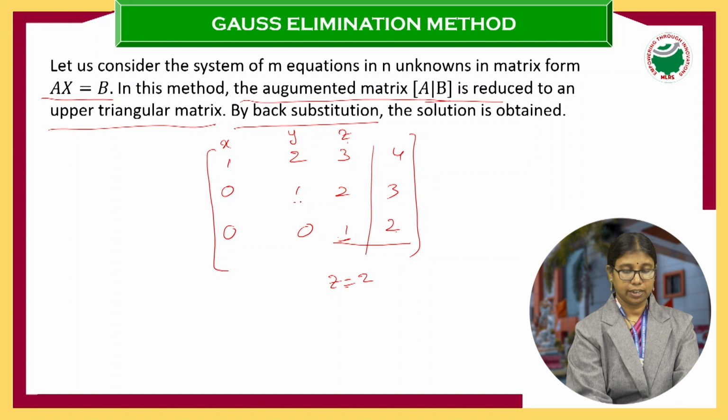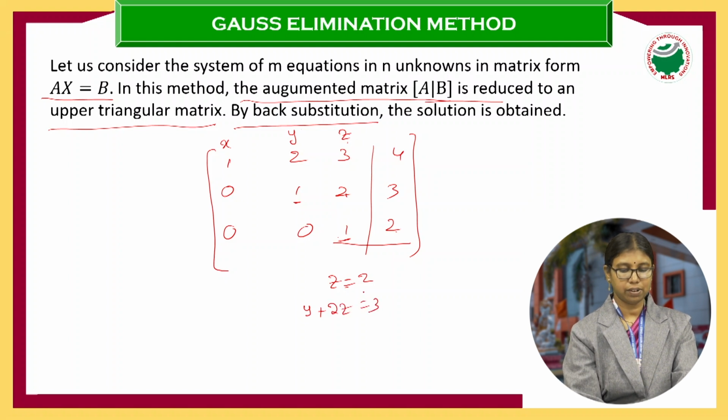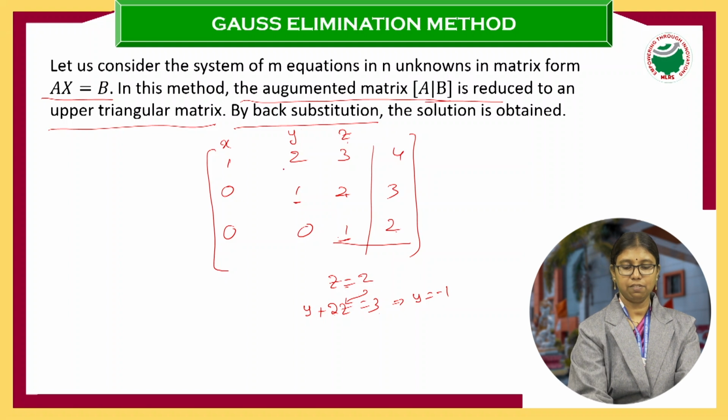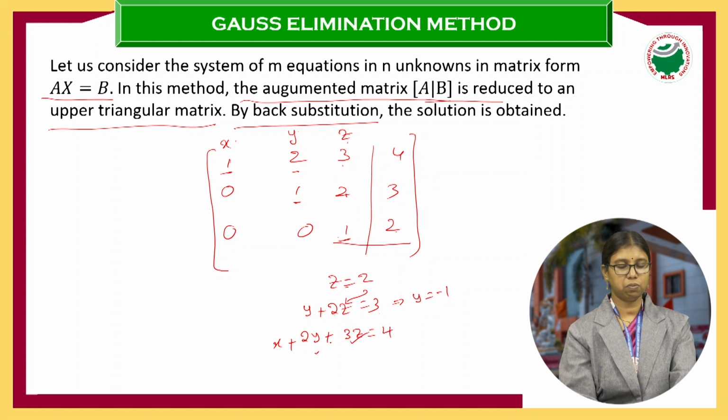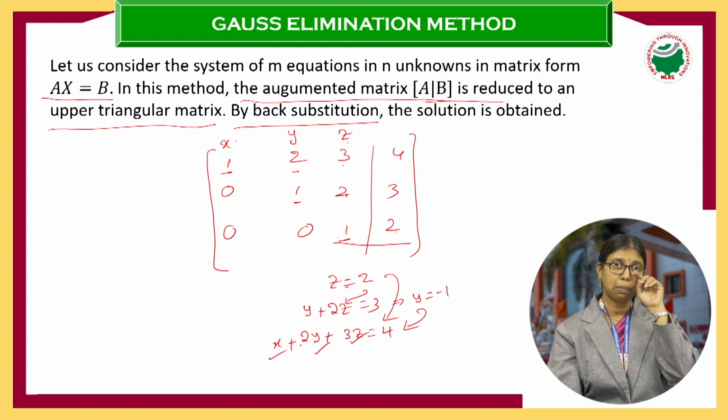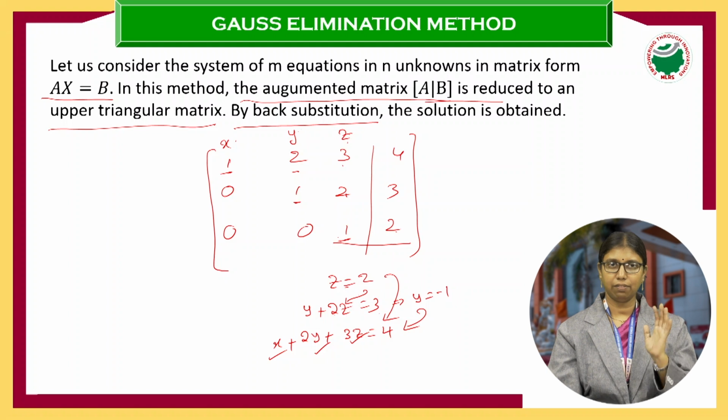Now you treat the second column as a multiple of y, so this is y plus 2z equal to 3. You know the z value. By substituting the z value here, you will get y as 3 minus 4, which is minus 1. Now if you take the first equation, the first column is a multiple of x, plus the second column is a multiple of y, 2y, plus the third column is a multiple of z, 3z, equal to 4. You know z, you know y. By substituting these two values here, you will get the value of x. Like that, by back substitution, directly you will get the values.